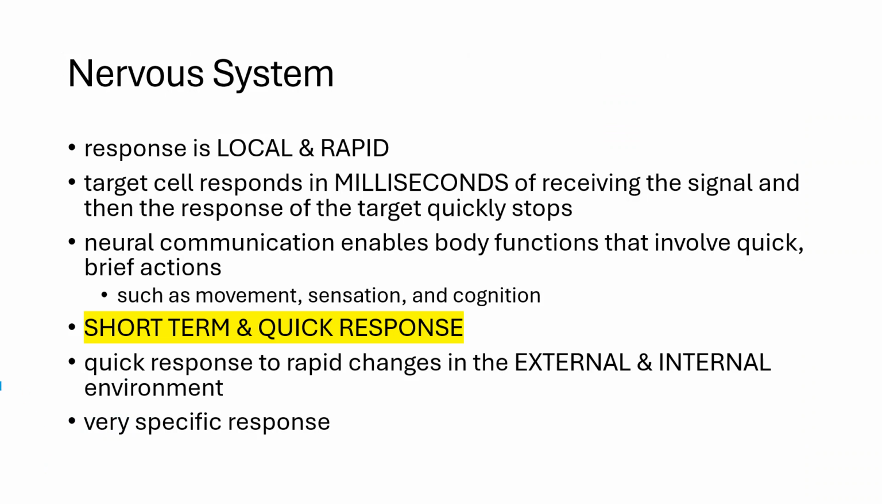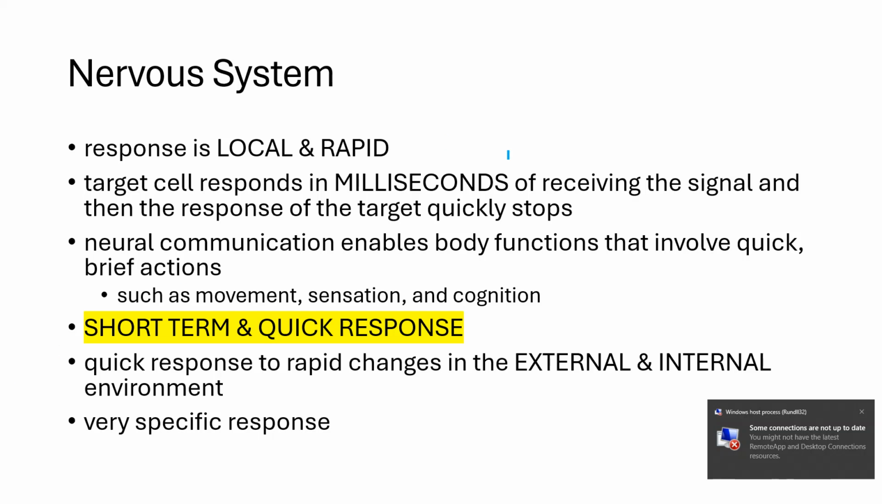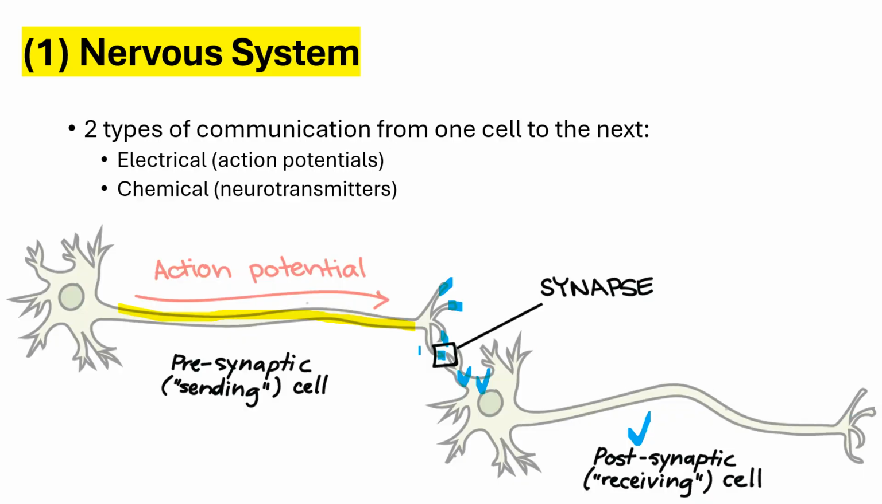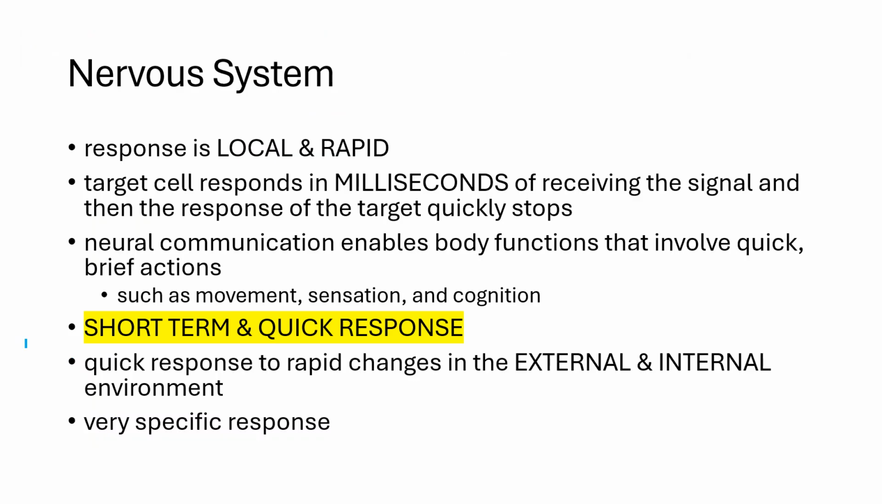Now, some characteristics of the nervous system that we may not have spoken about in chapter 12. The nervous system is a local and rapid response. If we go back two slides and take a look at this, everything is acting at the synapse right here. The neurotransmitter is only crossing that very short distance to reach the next cell. That's why it is a local and rapid response. It happens very quickly, targeting that next cell within milliseconds. And then the target cell quickly stops due to the enzyme in the synapse that gobbles up that neurotransmitter. Acetylcholinesterase is the enzyme we spoke about previously that gobbles up acetylcholine.